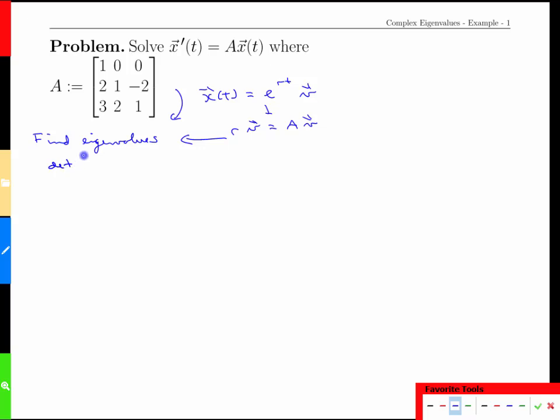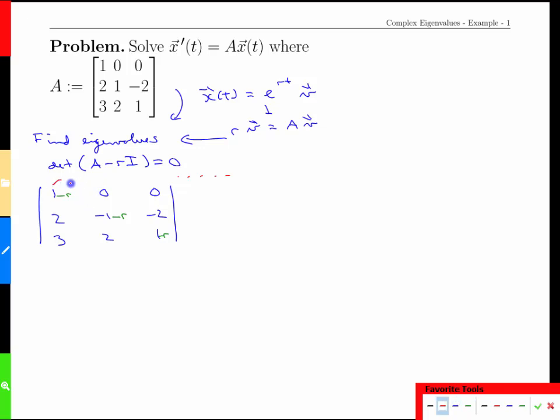To find these eigenvalues, we set the determinant of a minus ri equal to 0. And here that's 1, 0, 0, 2, -1, -2, 3, 2, 1, and negative r down the diagonals, like so. Now to do the determinant of a 3x3 matrix, I like to do the cross multiplication approach. Again, any technique that you know is fine.